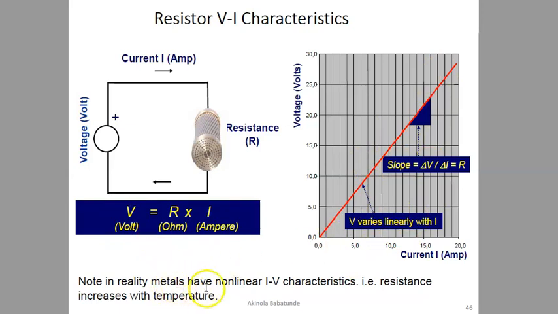In reality, metals have non-linear current-voltage characteristics. That simply means that resistance increases with temperature. In reality, that is what happens to metals.